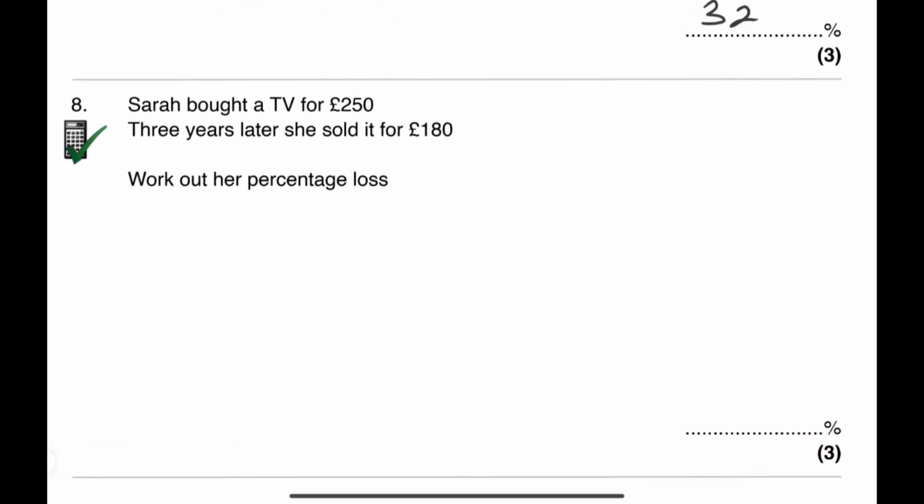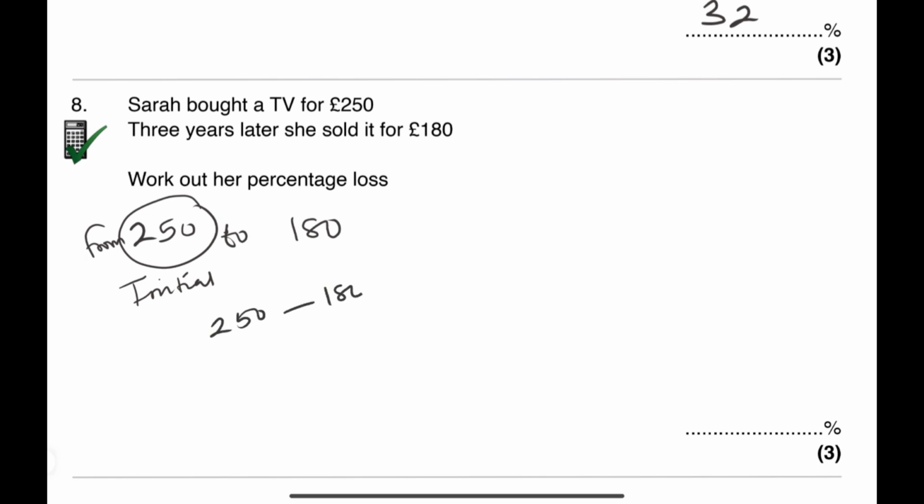Sarah bought a TV for £250. 3 years later, she sold it for £180. Work out her percentage loss. Easy. That means it went from 250 to 180. So that means this is our initial. So the difference now is 250 minus 180, which is 70. Then we do 70 divided by 250, which is our initial, times 100. So 0 cancels 0, 25 goes into 100 4 times, and 7 times 4 is 28.